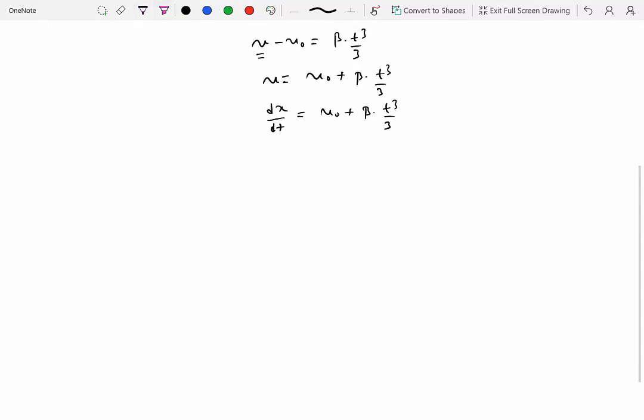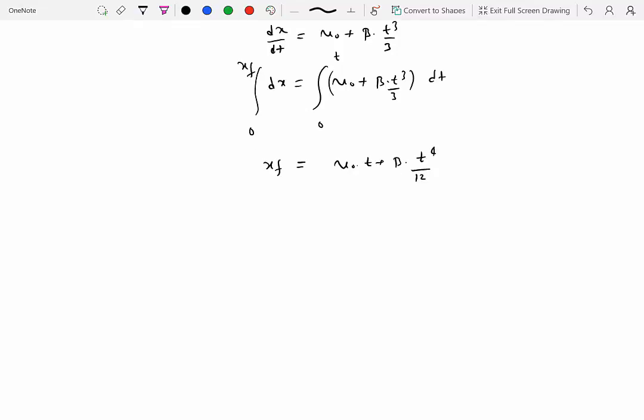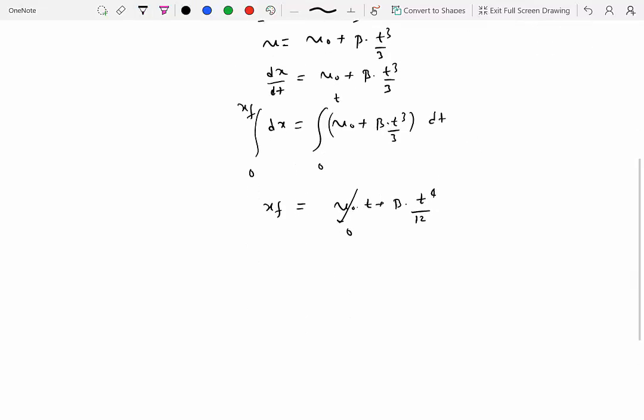Now what I'll do is I will integrate it by bringing dt on the right hand side. This is changing from 0 to, let's say, xf final, and this is from 0 to t. So what do we get? We get xf equal to v0t plus beta t to the power 4 over 12, right? That's what we get. Okay, so from this now, what do we know? Well, v0 is 0, so we don't have to worry about that, right? So we get rid of that.